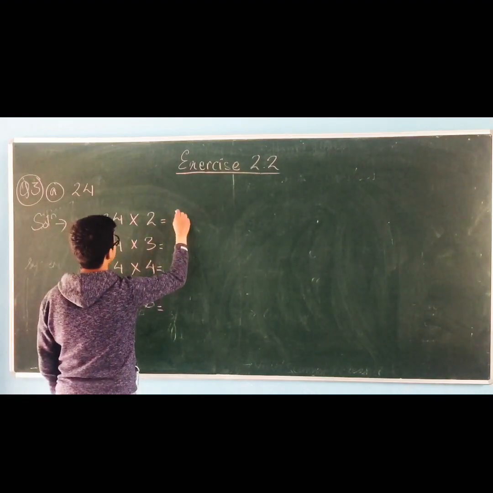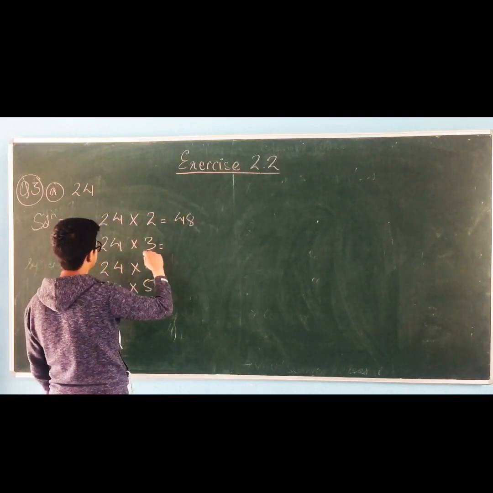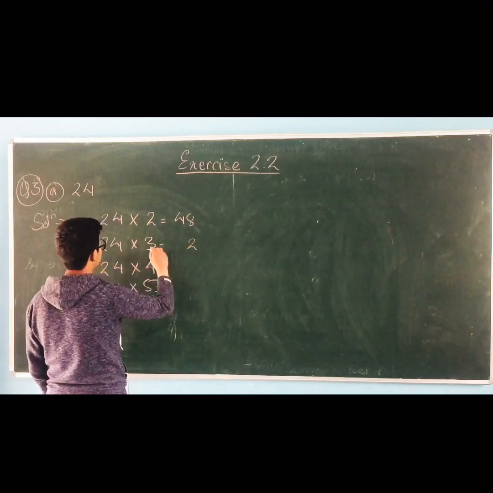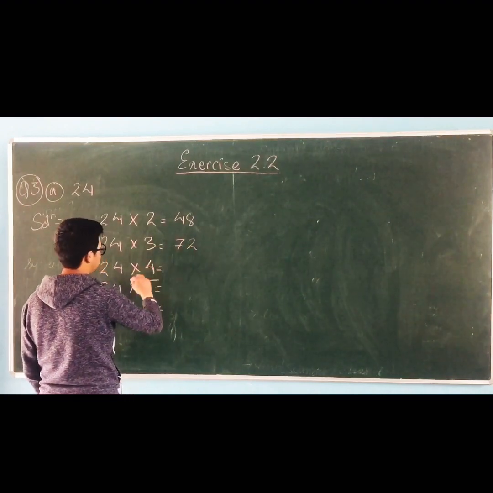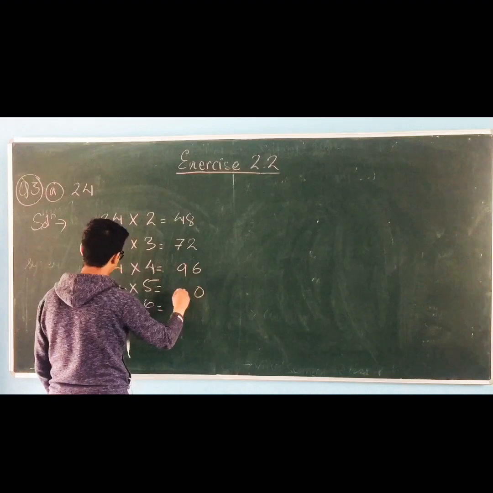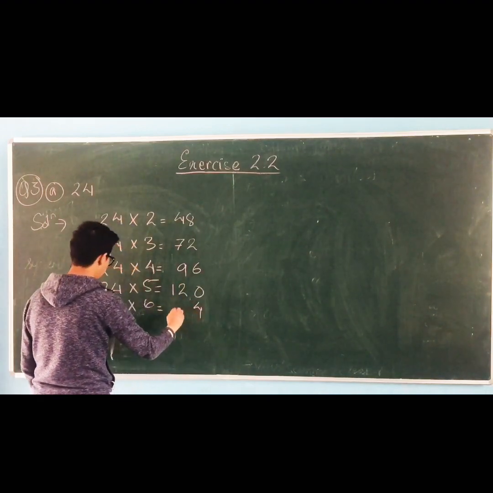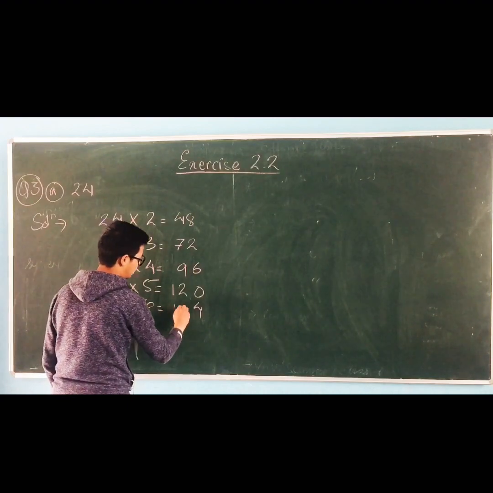So 24 into 2 is 48. 3 2s are 6. 3 4s are 12, 1 in hand. 3 2s are 6, 7, 4 4s are 16. 4 2s are 8, 9. 5 4s are 20. 5 2s are 10, 12. 6 4s are 24. 6 2s are 12, 13, 14.